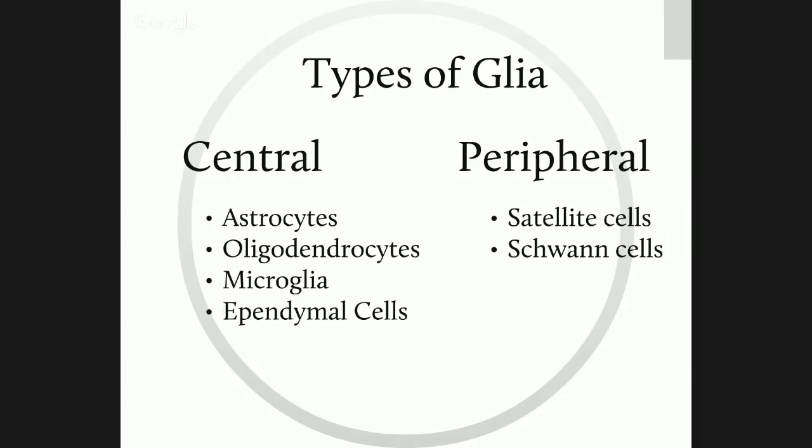Also, very importantly, astrocytes are involved in what's called the blood-brain barrier. For the central nervous system, there's a barrier that limits what can move from the blood into the brain directly. We call that a privileged blood supply.